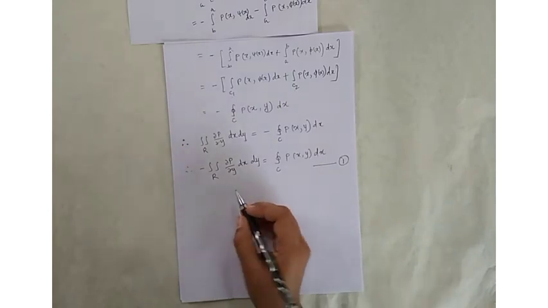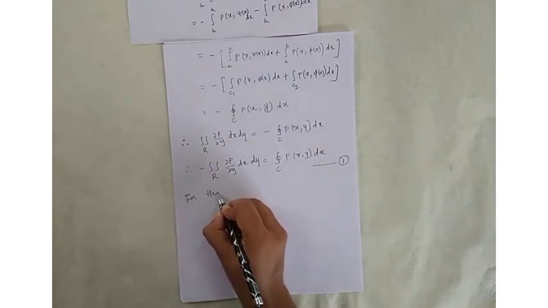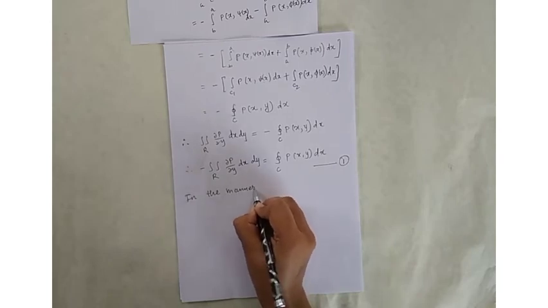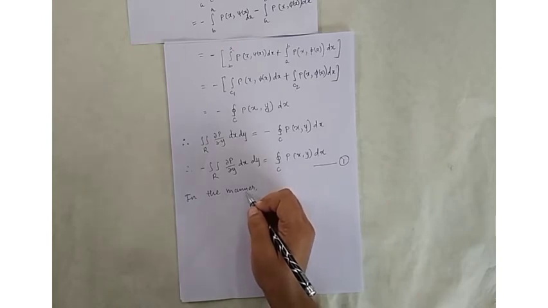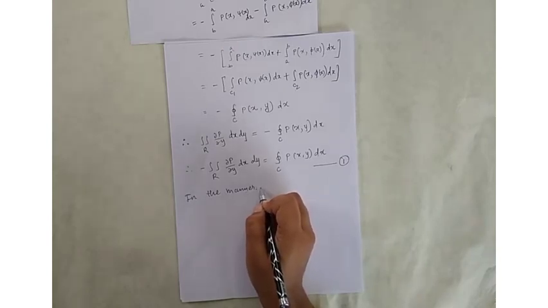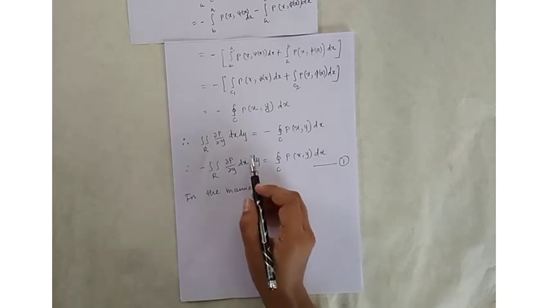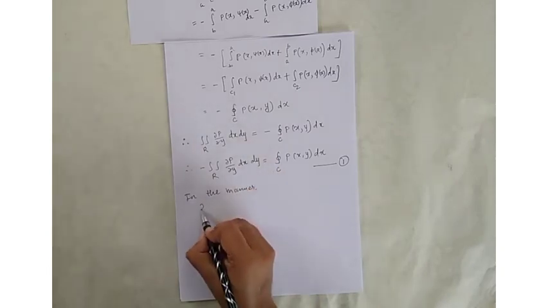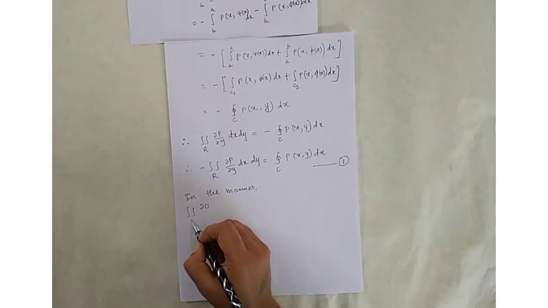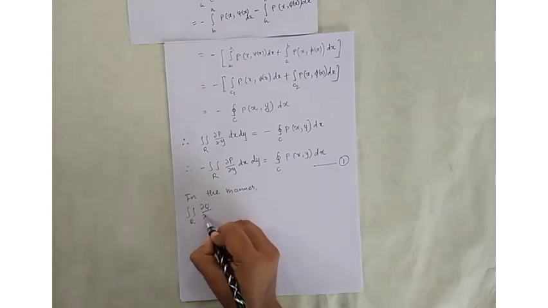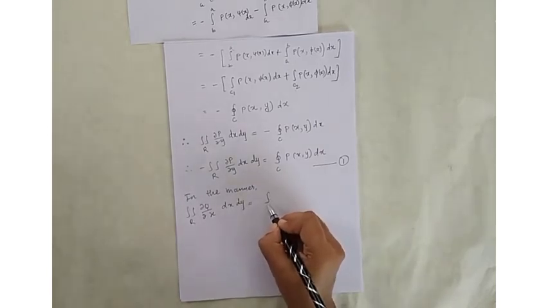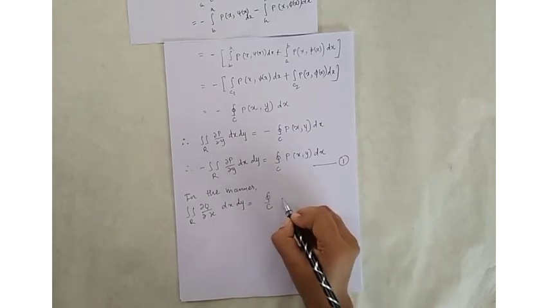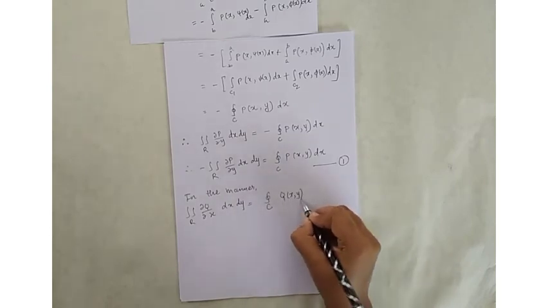In the same manner, we also write the result for the region R, which we earlier called equation number 2: the double integration over region R of ∂Q/∂x dx dy is equal to the integration on the closed smooth curve C of Q(x, y) dy.